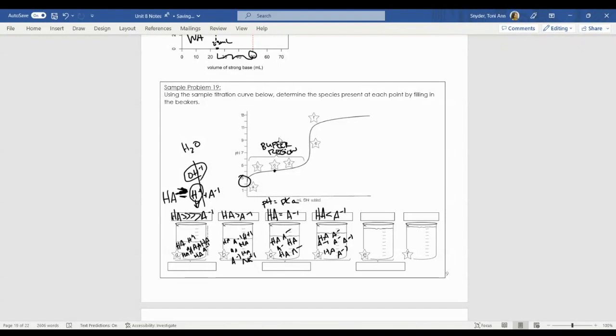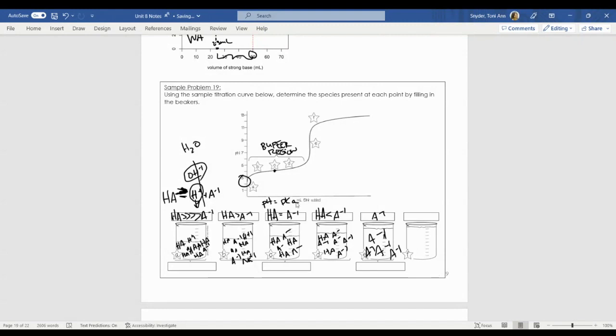We know that we have reached the equivalence point because all of that acid is now gone. I have no more acid left, and I know that because if I keep adding base, there are no more protons to react with it. If I ran out of protons, this is going to become basic very quickly. So when I'm at point E, all I have is some of that conjugate base, A-. I have no more acid.